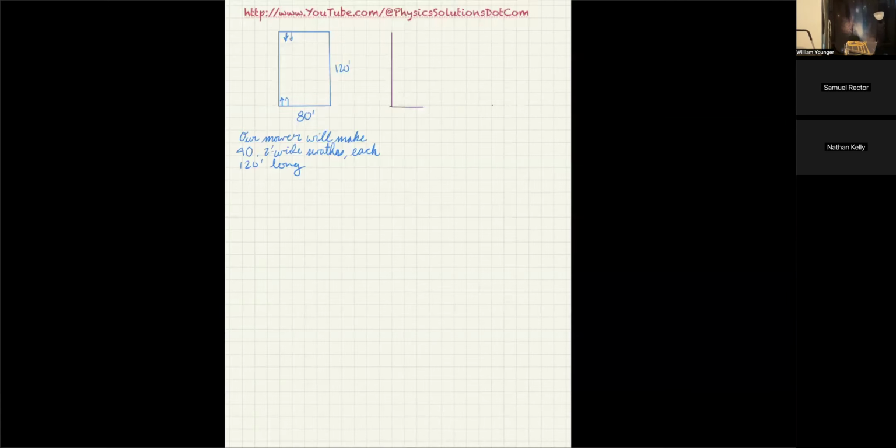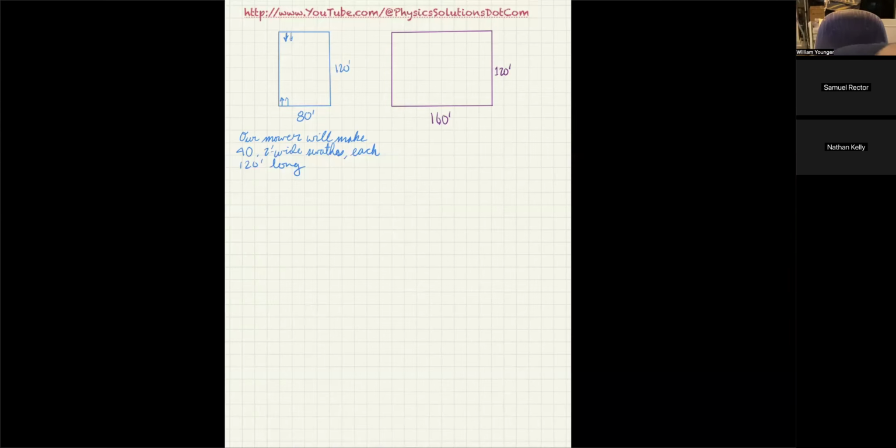So it would be basically here, here, here, like this. And this side is 120. There I go again with the automatic filling in of the needed drawings. 120 feet by, of course, 160 feet.